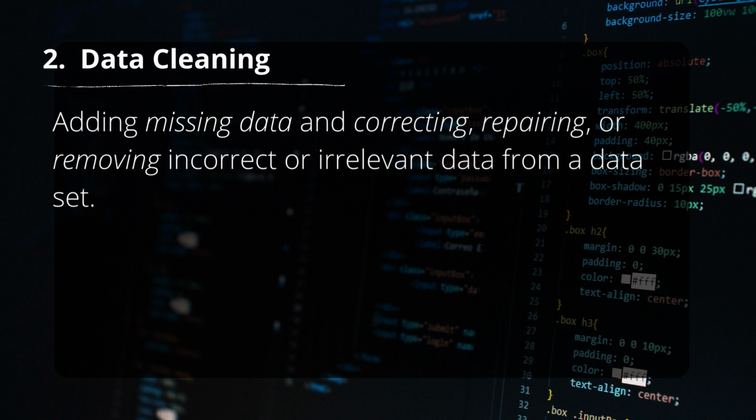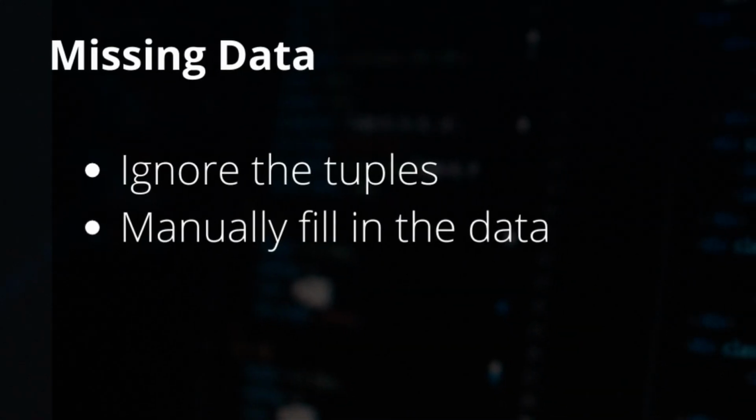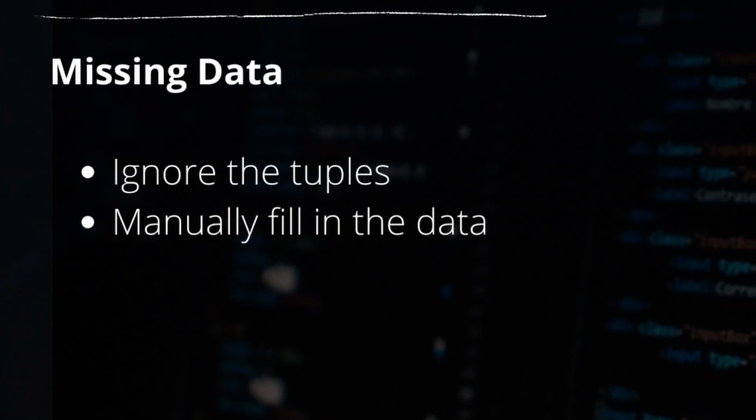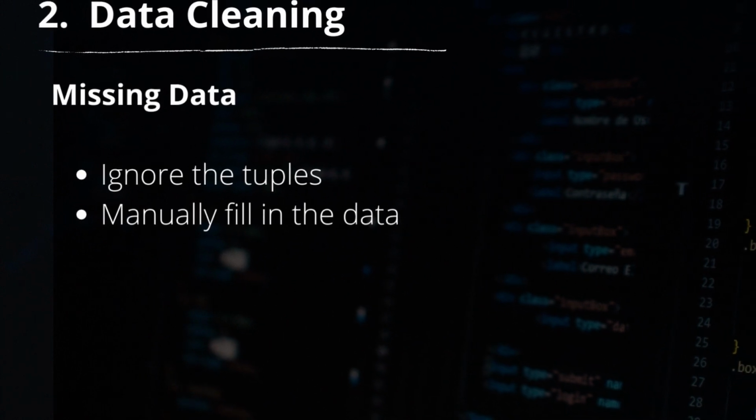Depending on the kind of data you're working with, there are a number of possible cleaners you'll need to run your data through. We look at missing data. There are a number of ways to correct for missing data, but the two most common ones are you ignore the tuples and manually fill in missing data. To ignore the tuples, this is what we're talking about.